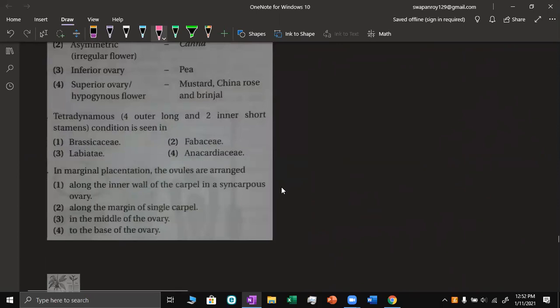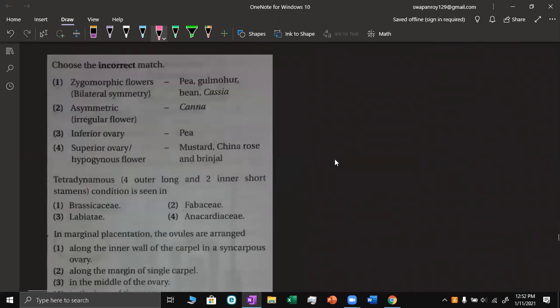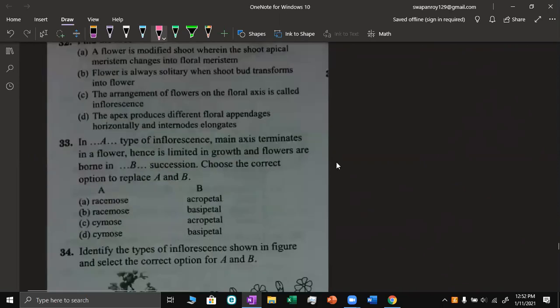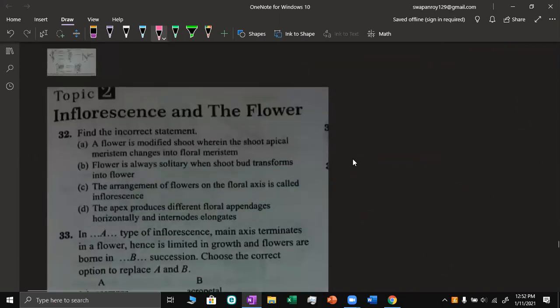Here is a question related to inflorescence. We will see some more questions on the inflorescence and the flower. Find the incorrect statement. Can you notice which one is incorrect?